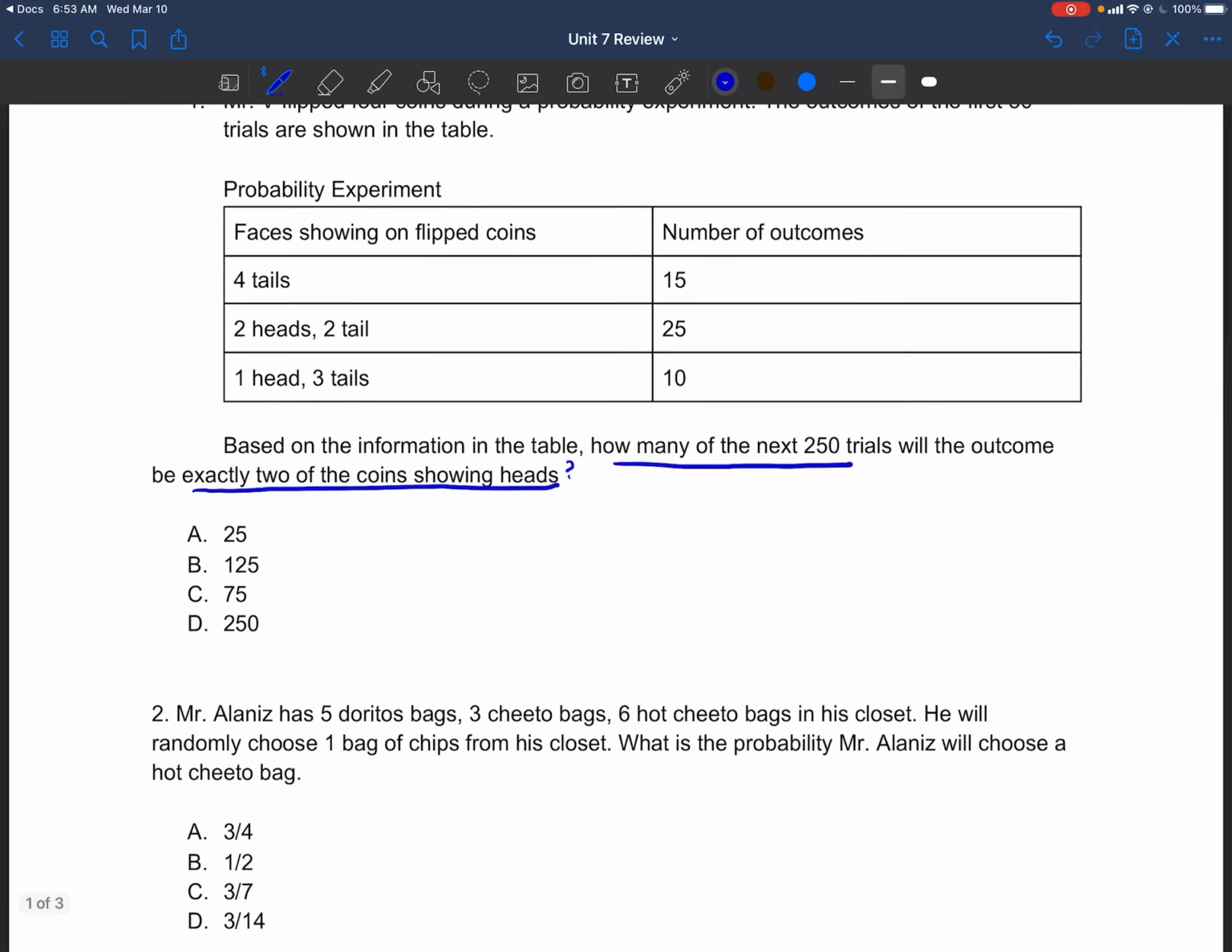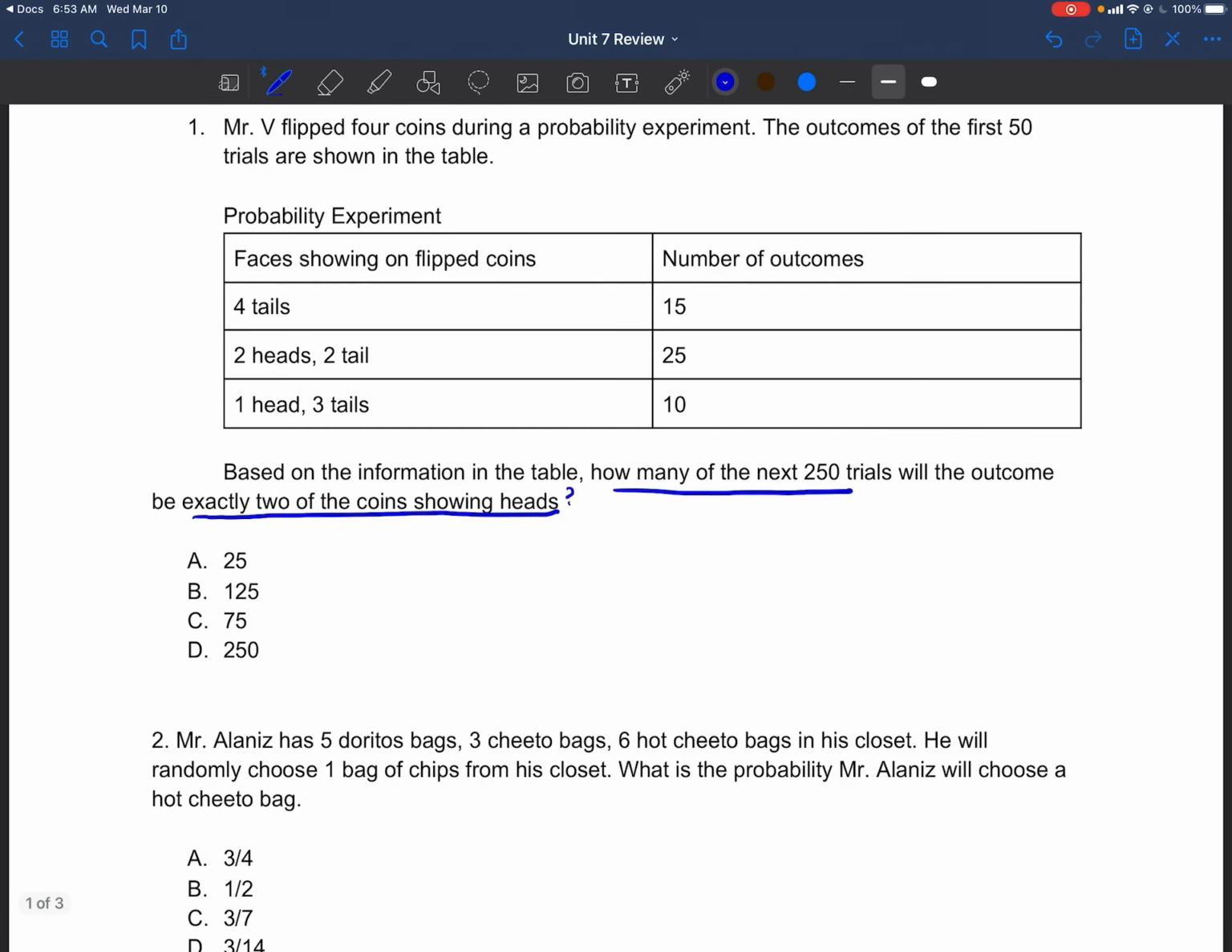So if we look at our table, faces shown on flipped coins, 4 tails, not what we're looking for, because we want exactly 2 heads. 2 heads and 2 tails, yes. 1 head, 3 tails, no. Again, because we're looking for exactly 2 heads. And that was 25. So I'm going to put 2 heads over the total. So 25 out of 50.